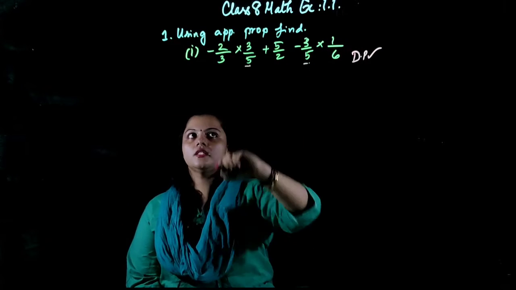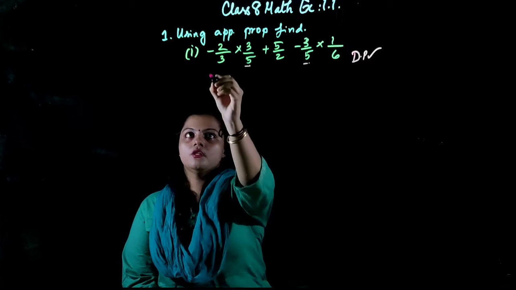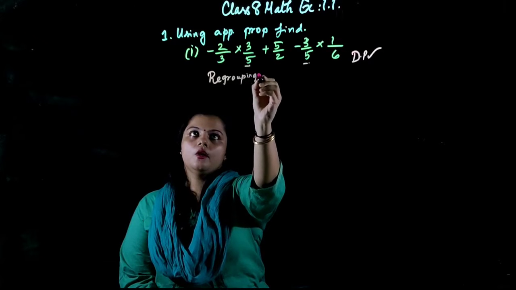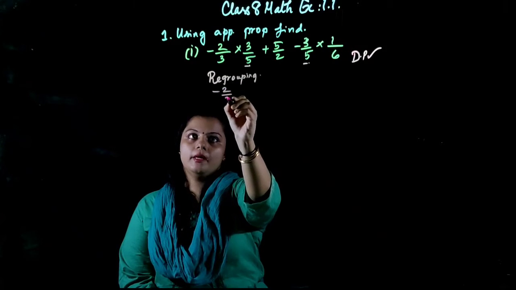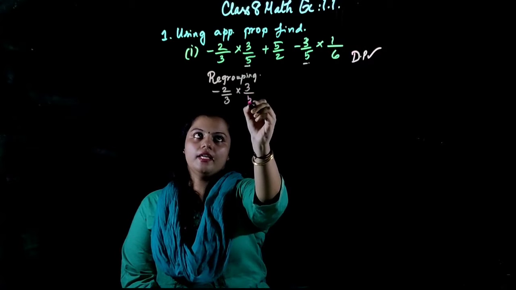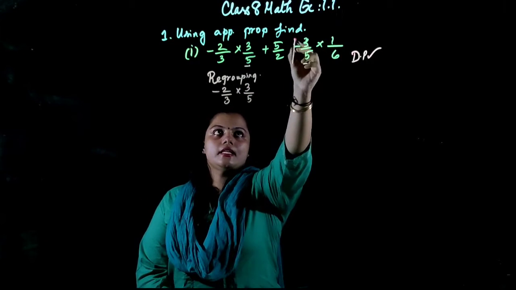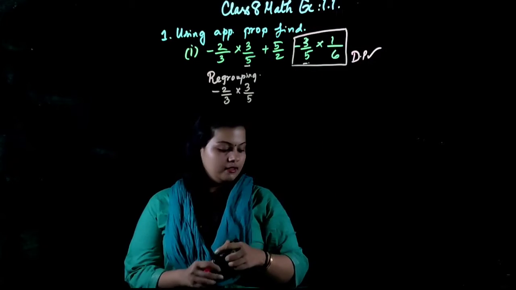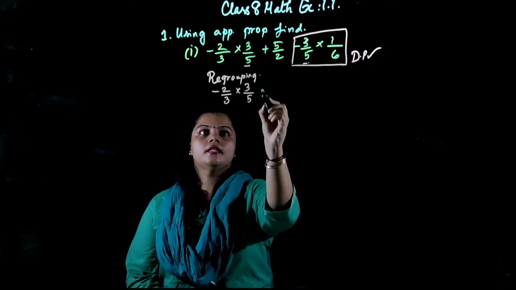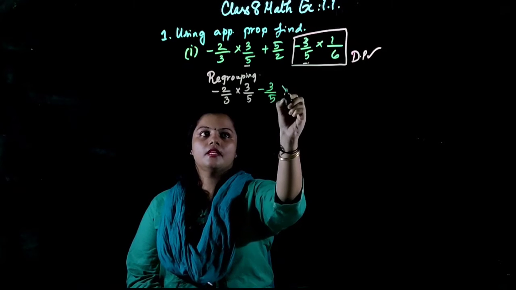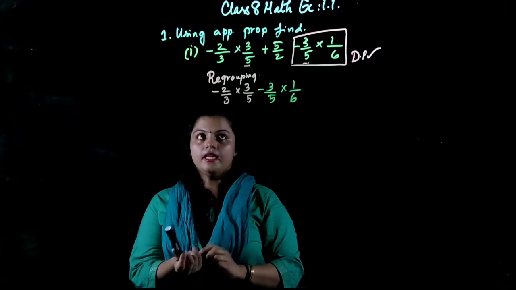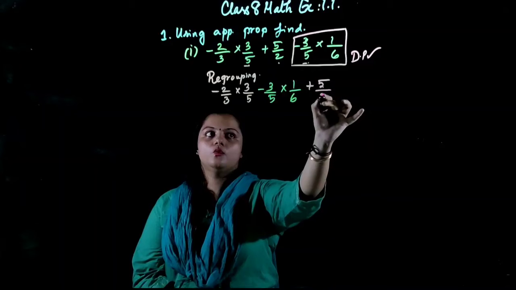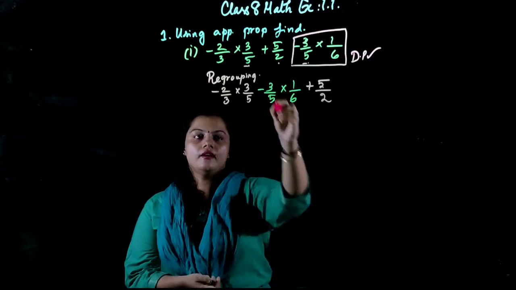And before using distributive property, we need to arrange them. So first we would regroup them. So using regrouping, what we are doing is minus 2 by 3 into 3 by 5. Now this entire term minus 3 by 5 into 1 by 6, I'm going to write it right here. Now remaining I'm having a single term left, which is nothing but your plus 5 by 2. Clear? So this is how we have regrouped it.